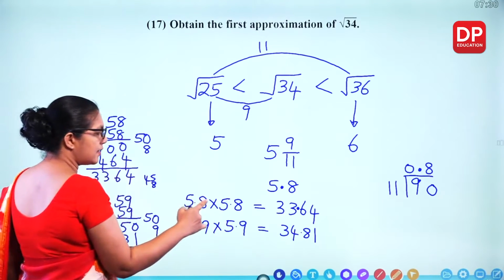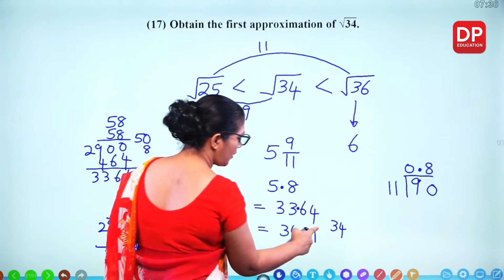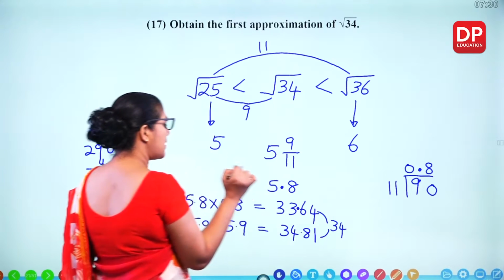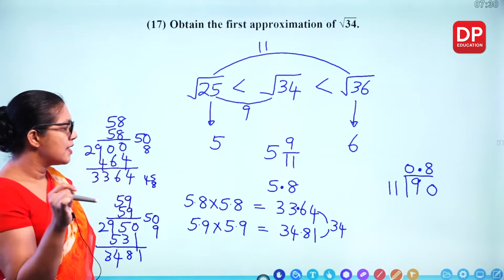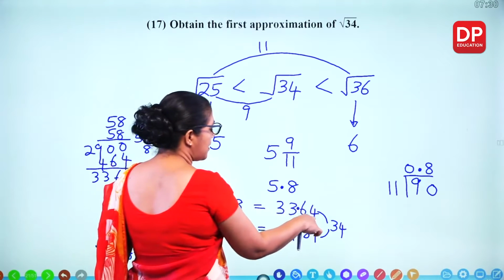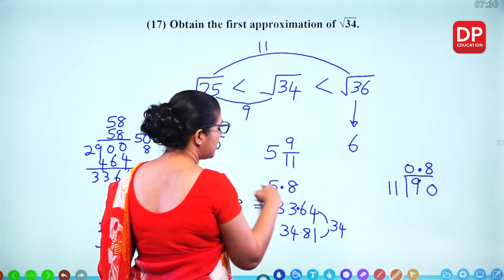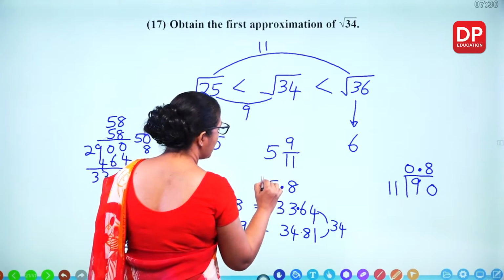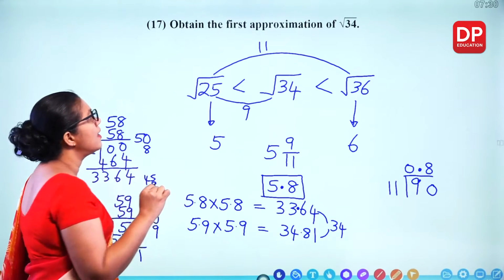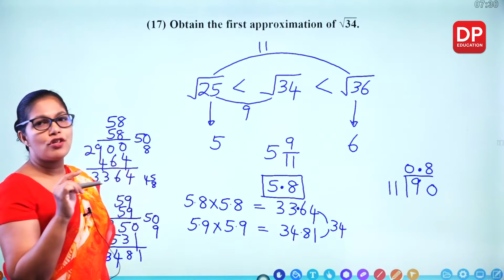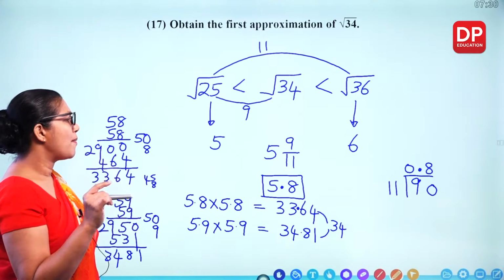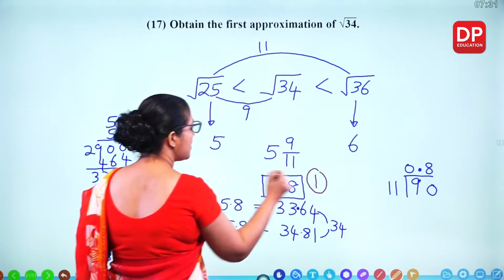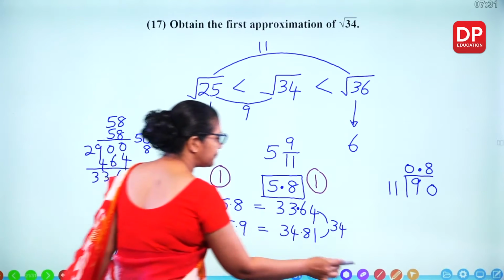Now we need 34. Which one is closest? This is a 0.81 difference. Here it's less than that, the difference is 0.36. So that's the closest. So what's the answer? 5.8 is the first approximation of root 34. So 5.8. Identifying this and the whole process, 1 mark.